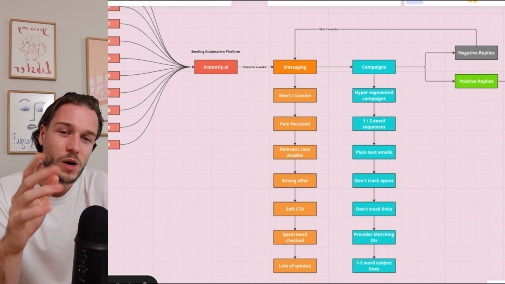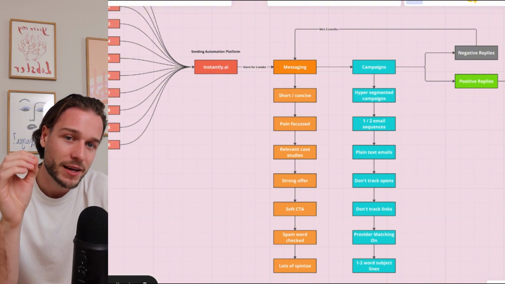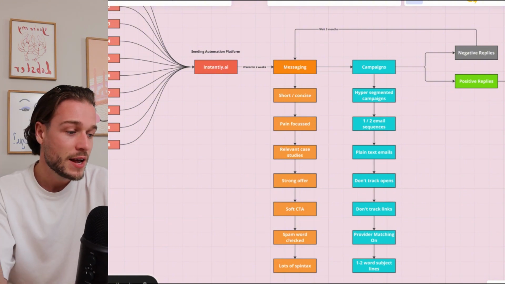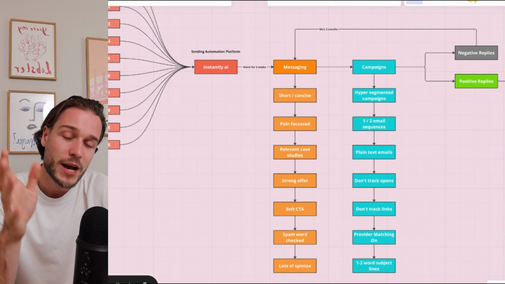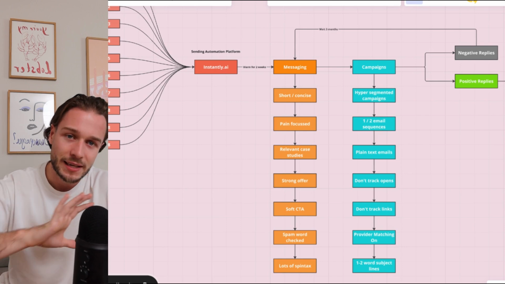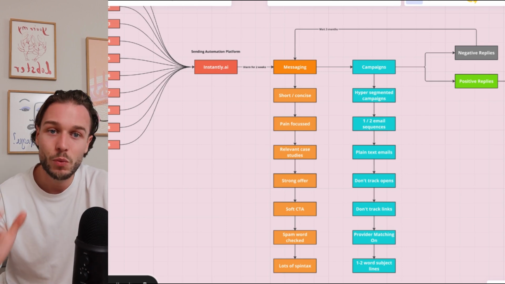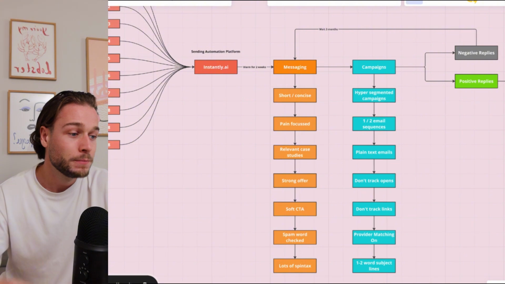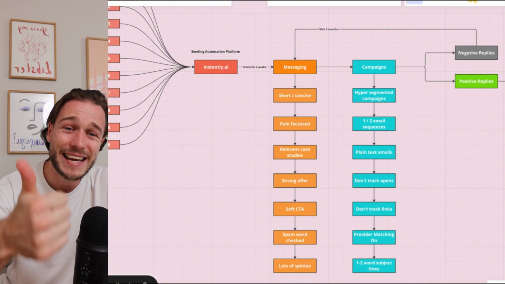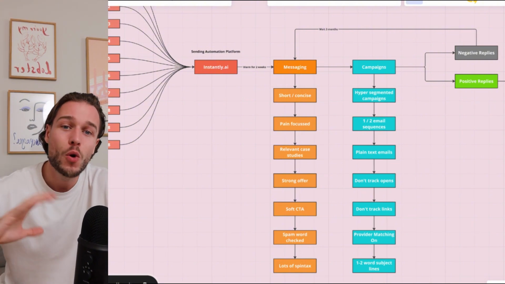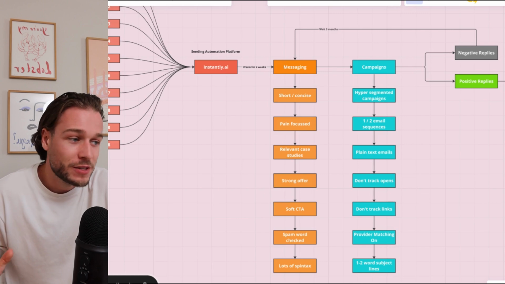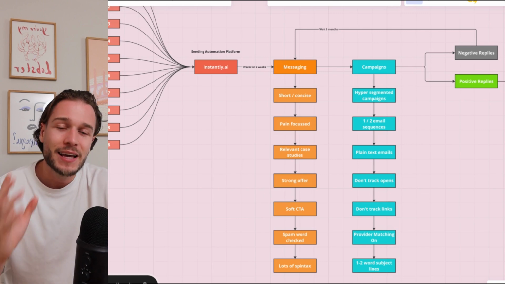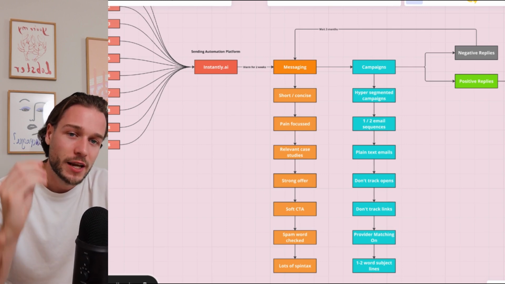Always spam word check as well. So we like to use the free tool by Mail Meteor. I can leave that in the link below so you can check that out. And this allows you to check all of your scripts for spam words, and then you can clean your scripts of spam words and ensure that what you're sending is spam word free. We like to send all of our emails as plain text, so no links within there, no HTML. We don't track opens or anything along those lines, okay? Keep it super, super clean, and lots of spin tags.